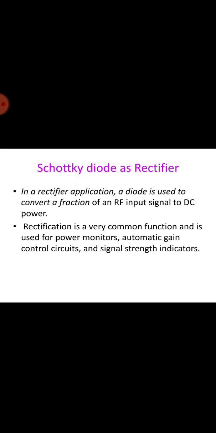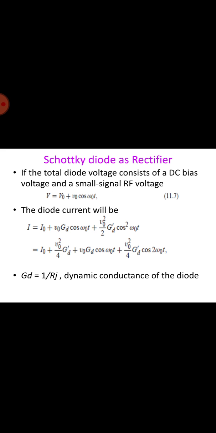In a rectifier application, a diode is used to convert a fraction of the RF input signal to DC power. Rectification is a very common function and is used for power monitors, automatic gain control circuits, and signal strength indicators. If the total diode voltage consists of a DC bias voltage and a small signal RF voltage, then V can be written as V = V0 + v0 cos ω0t. So the diode current will be I = I0 + v0 Gd cos ω0t + (v0²/2) Gd' cos² ω0t.